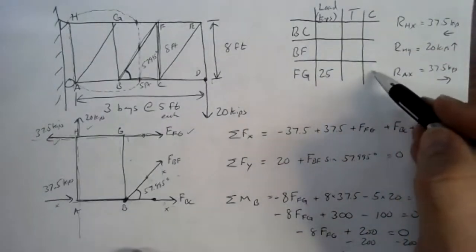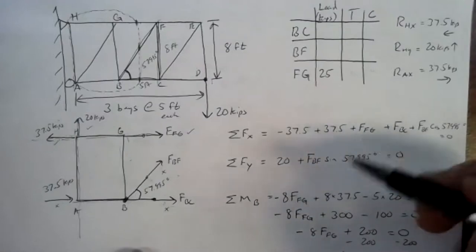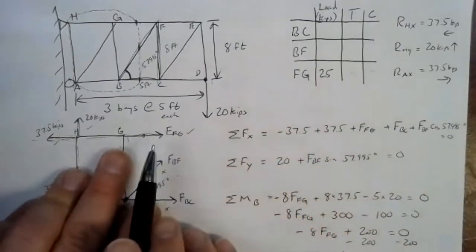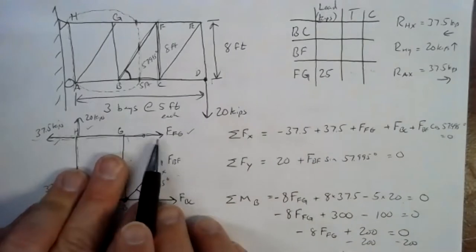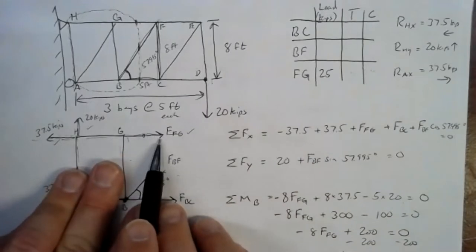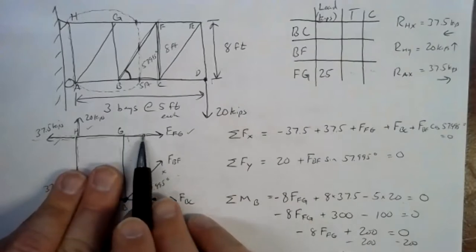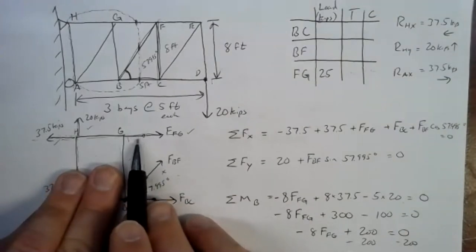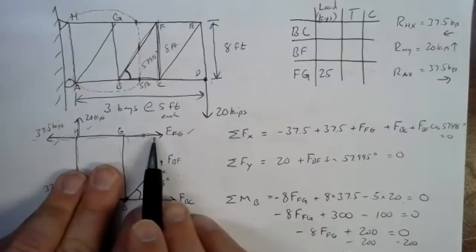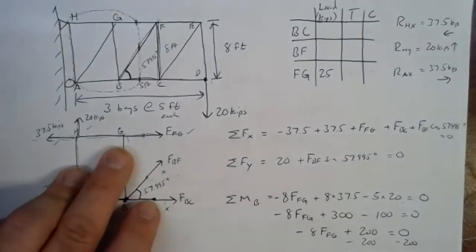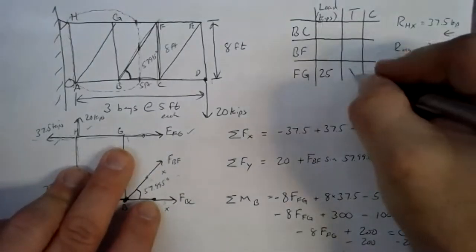We have to figure out whether that's tension or compression. The answer came out positive, so that means our assumed direction was correct. And the way that I drew the force here, I drew it as pulling on this little piece of member FG that was left behind. A pulling force is tension. So since it came out positive, member FG must be in tension.